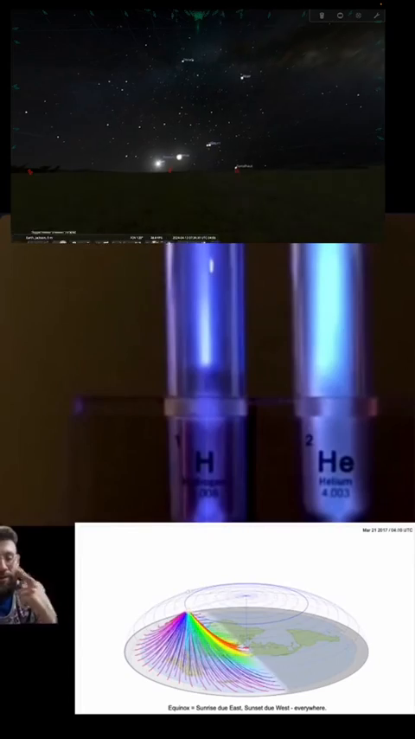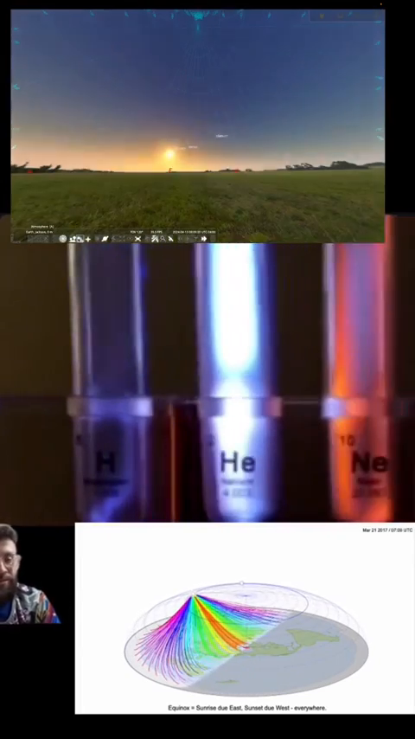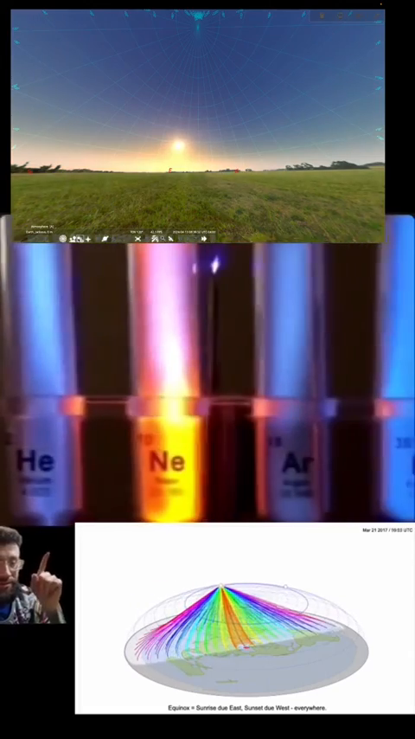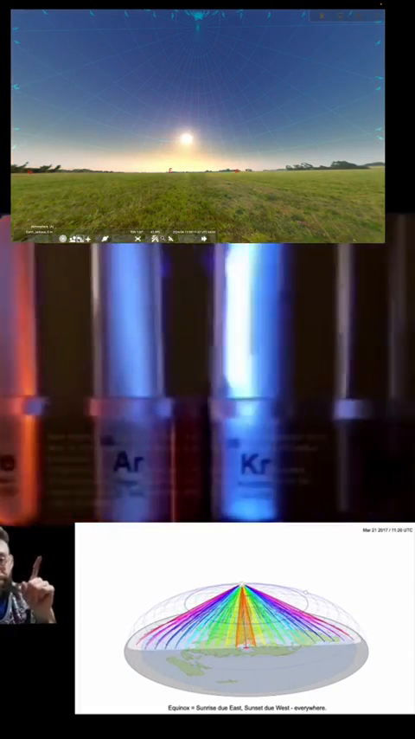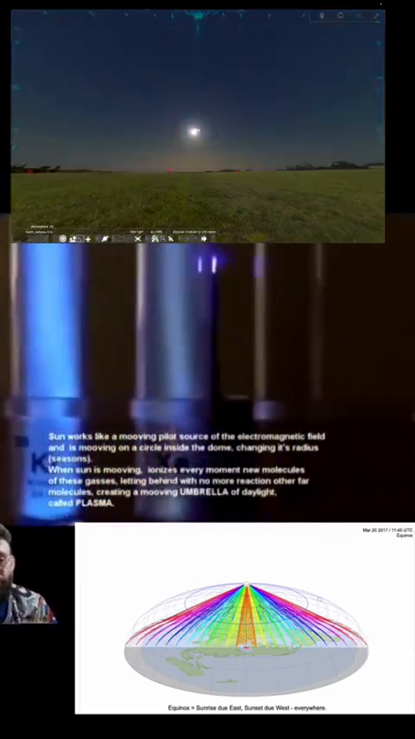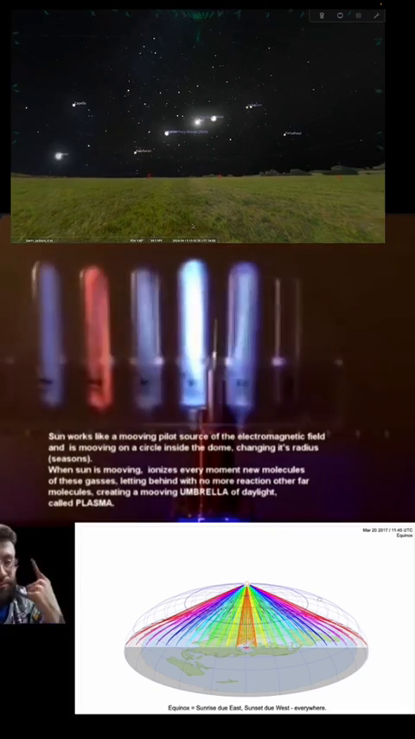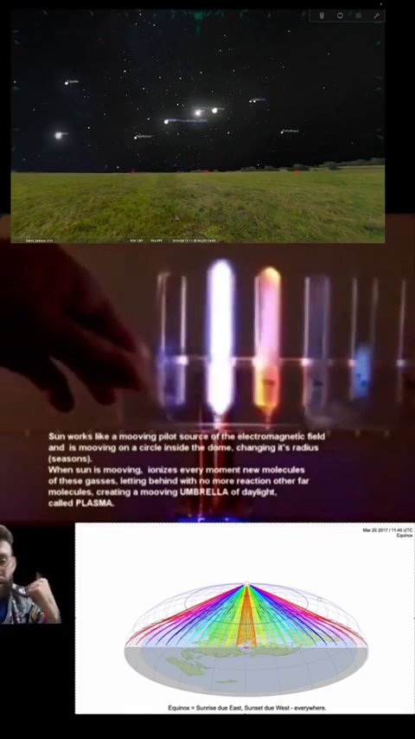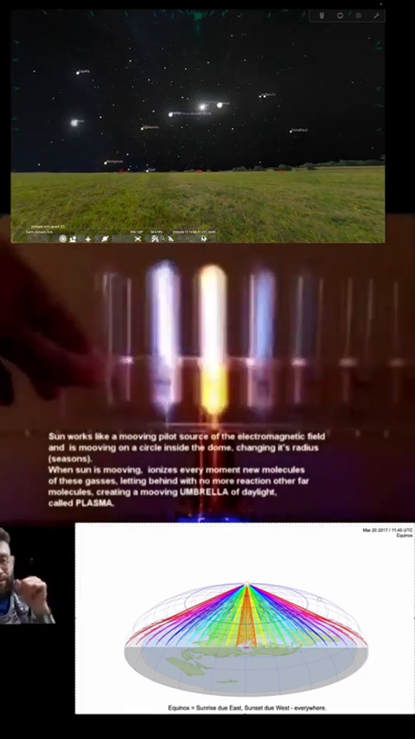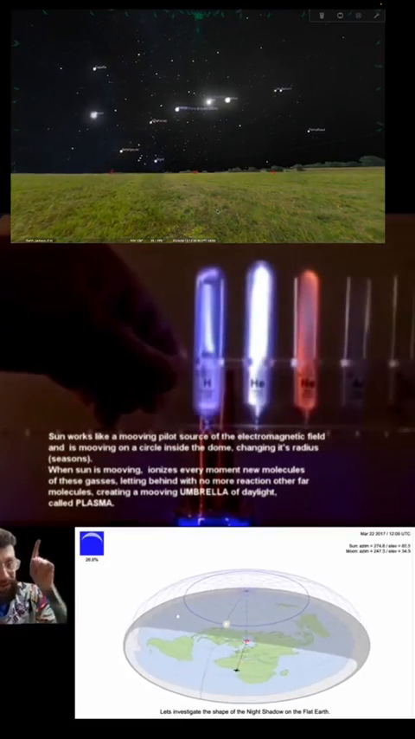In a little bit here, we're going to see a video, and we're going to watch as the sun moves. You see these colors, because the sun works like a moving pilot source of electromagnetic field and electromagnetic energy. And it's moving in a circle inside the dome, and it's charging the radius. It gives us the seasons as it moves through the analemma.